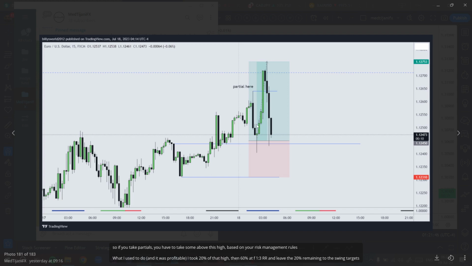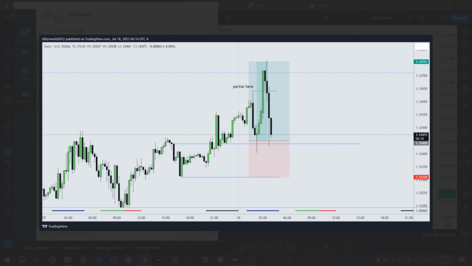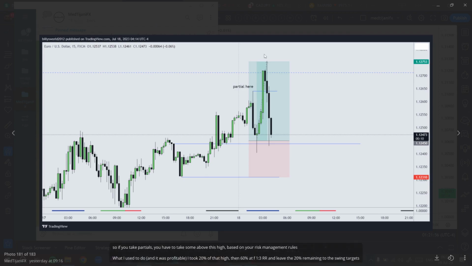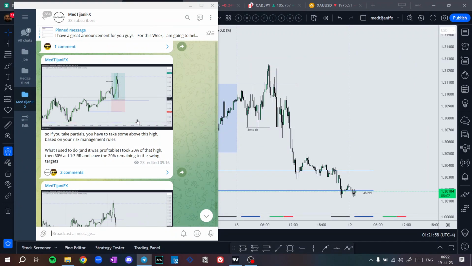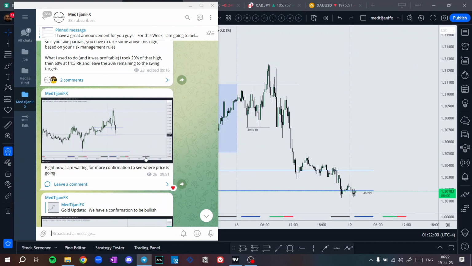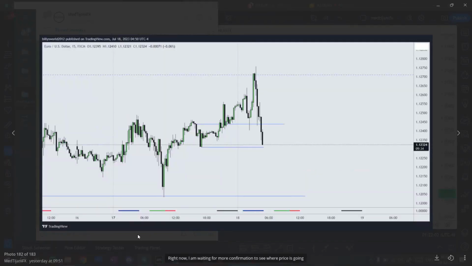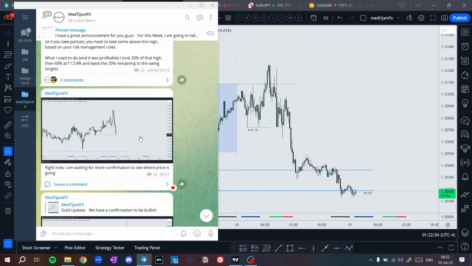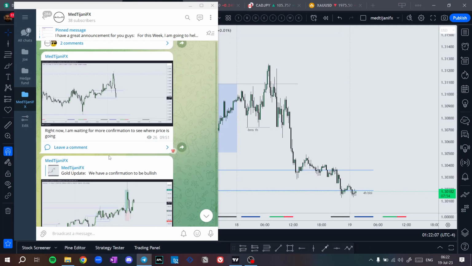I was aiming for a day trade to be a swing trade, because I took all 80% of my profit at 1 to 3, so that 20% is just an extra one. Then we see that price is going lower.